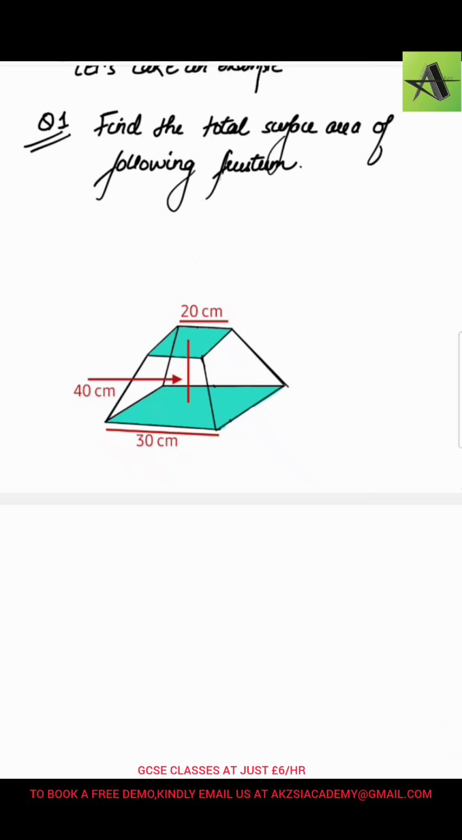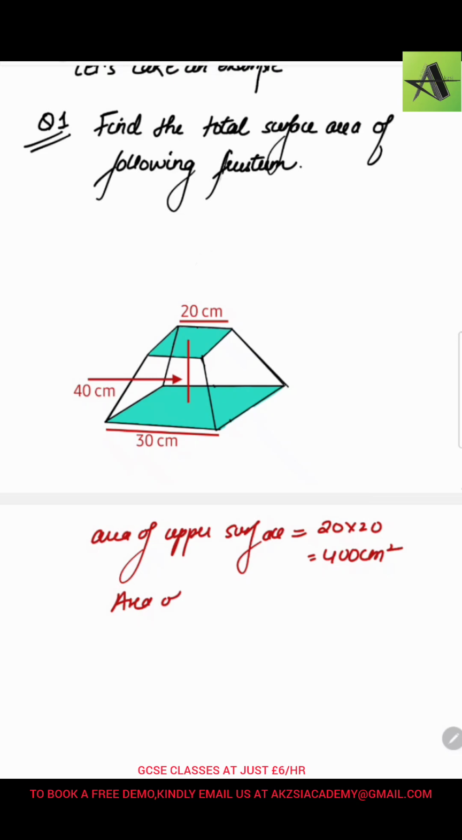So here we get to know area of upper surface, which is 20 times 20, 400 centimeters squared. Area of lower surface, which is also a square, and that is 30 times 30, that is 900 centimeters squared.